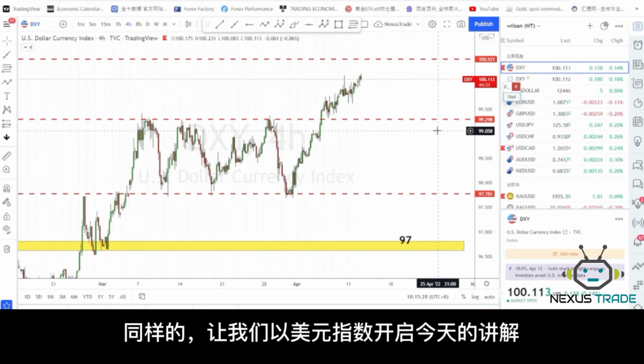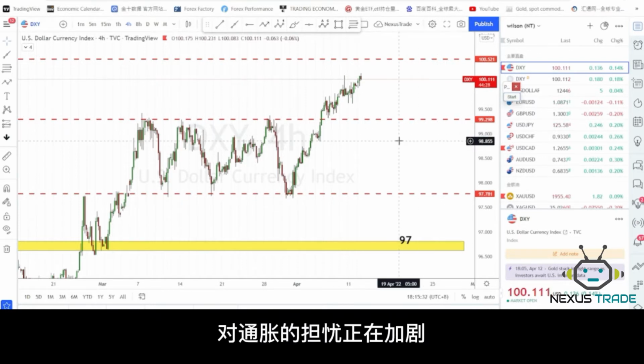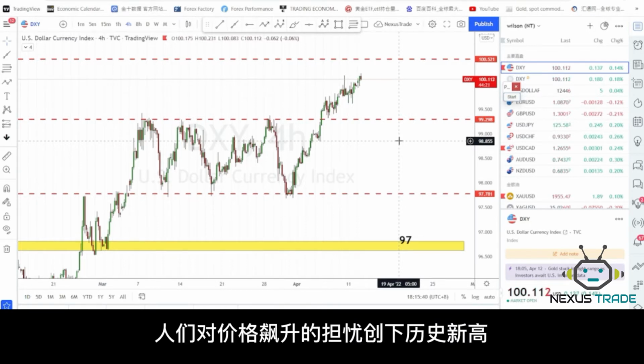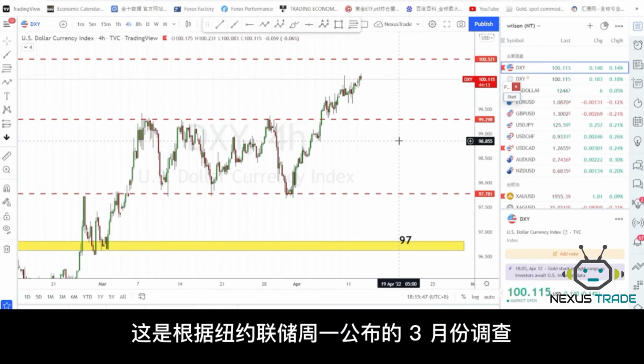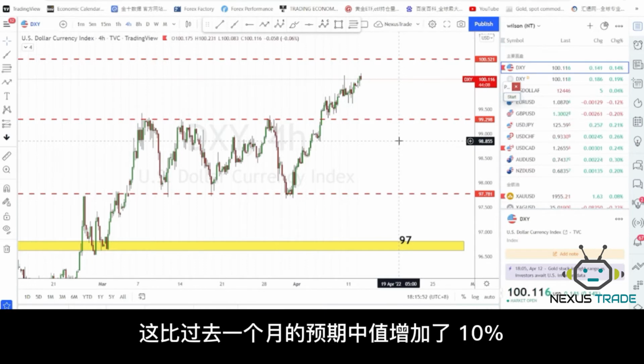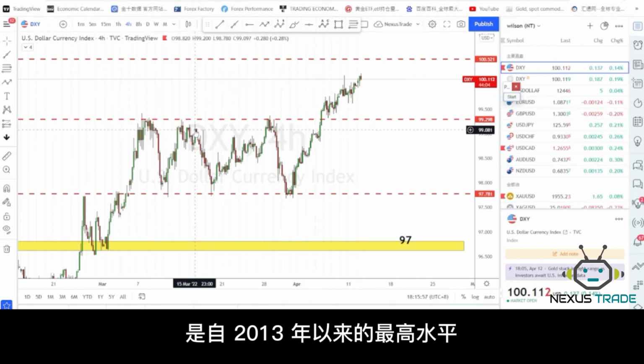So as usual, we start our analysis with the dollar index. Currently in the US, we can see that the worries are increasing over inflation, with new Federal Reserve data showing a record high fear over surging prices. Consumers now see inflation hitting 6.6% over the next year, according to the New York Fed survey in March released Monday. There's a 10% increase in the median expectation just over the past month, and the highest level in a series that dates to 2013.